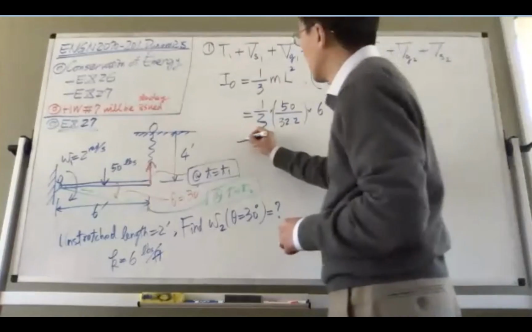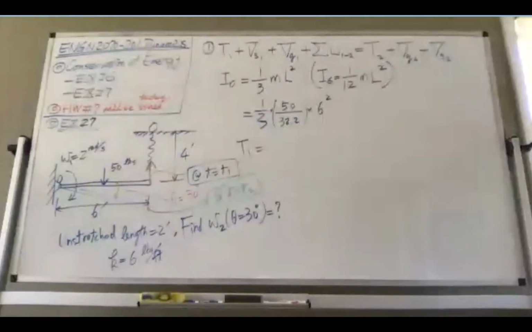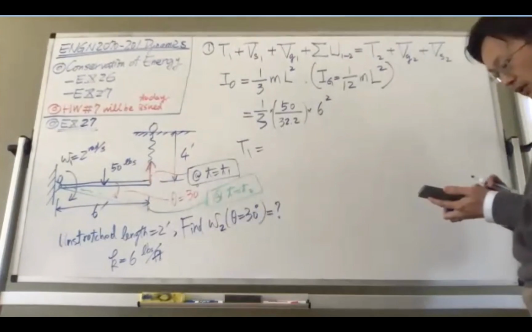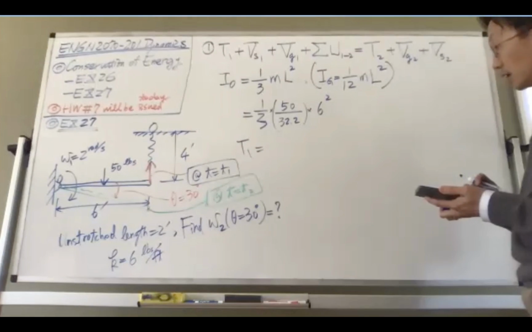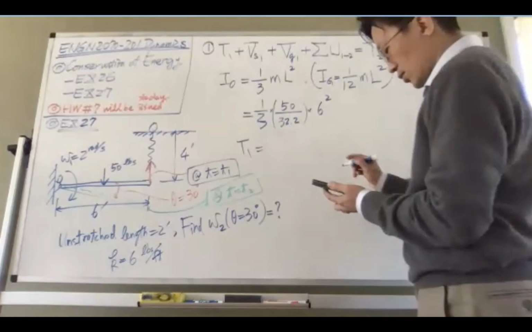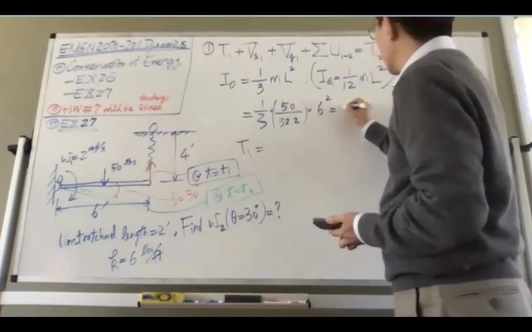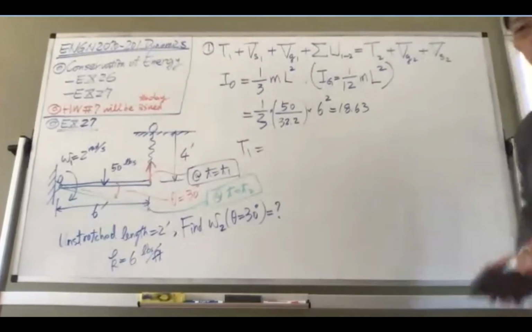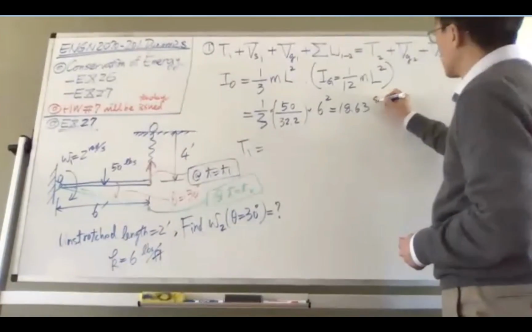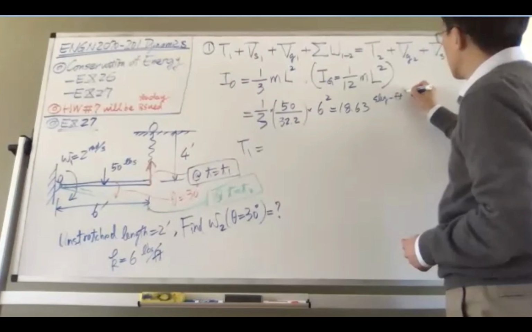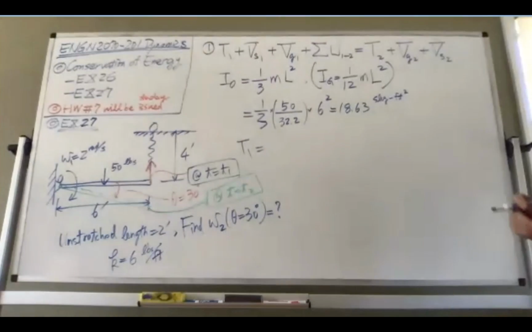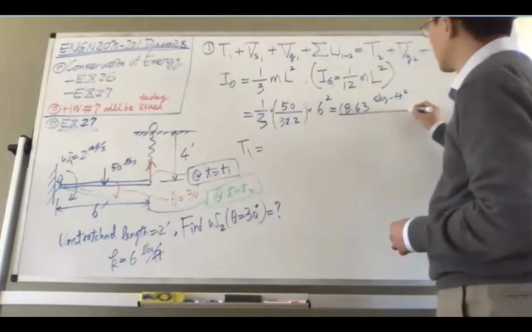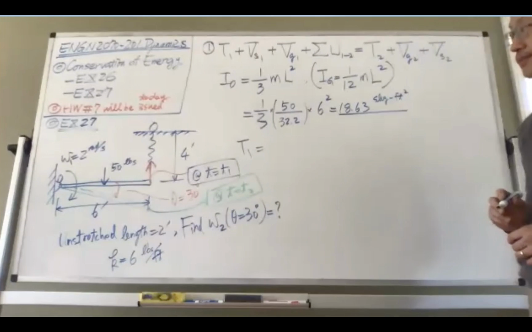So for T1, what is this value? This value is 1/3 times 36 times 50 divided by 32.2, and that is 18.63. So what's the unit here? The unit is slug-square feet. So this is the mass moment of inertia of the bar at the center of rotation.